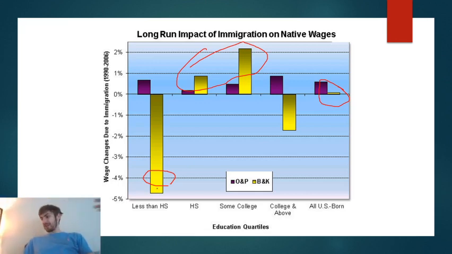Okay, why high school dropouts? Well, they're probably the people who compete most directly with immigrants. But those are counterbalanced by the fact that some people see their wages go up, because they're able to have cheaper childcare, spend more time at work, stuff like that. So in general, economists think that the effect of immigration on native wages is very small, if not zero. It might be negative for certain subpopulations like high school dropouts, but in the aggregate, it's basically zero.